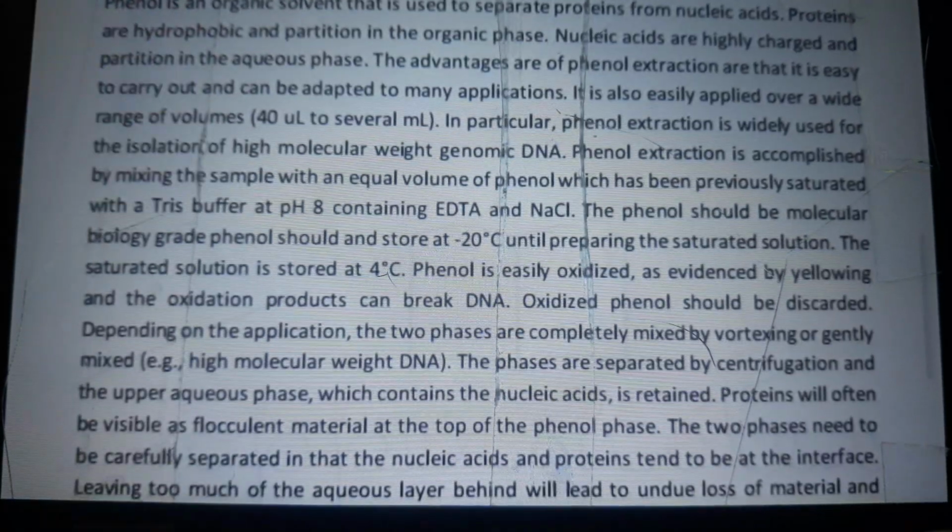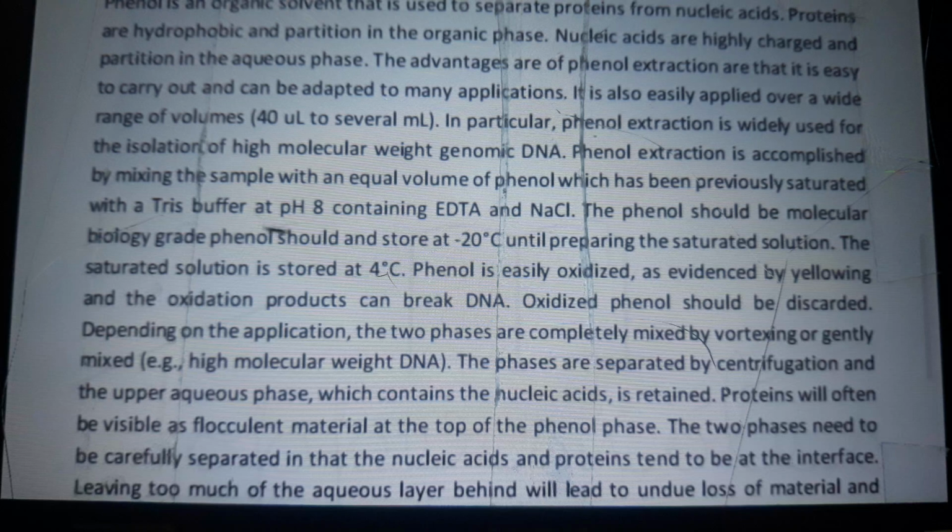Phenol extraction. Phenol is an organic solvent that is used to separate proteins from nucleic acids. Proteins are hydrophobic and partition in the organic phase. Nucleic acids are highly charged and partition in the aqueous phase. The advantages of phenol extraction are that it is easy to carry out and can be adapted to many applications.